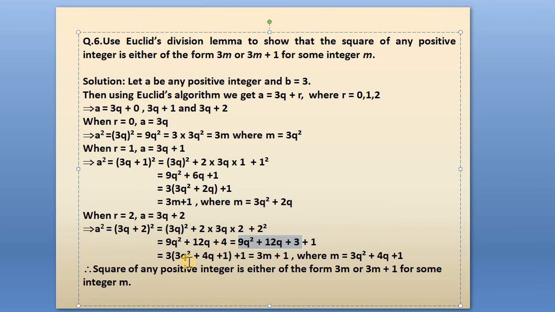That is 3 into 3q square plus 4q plus 1, and plus 1 outside it. That is 3 into 3q square plus 4q plus 1, plus 1. That is 3m plus 1, where m is equal to 3q square plus 4q plus 1. So the square of any positive integer is either of the form 3m or 3m plus 1 for some integer m.